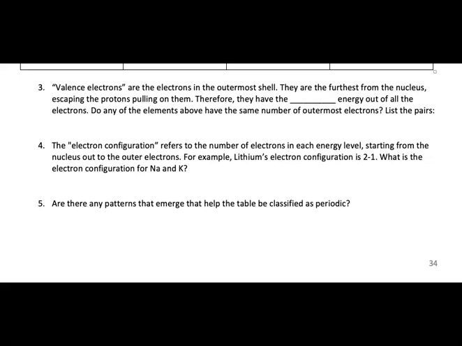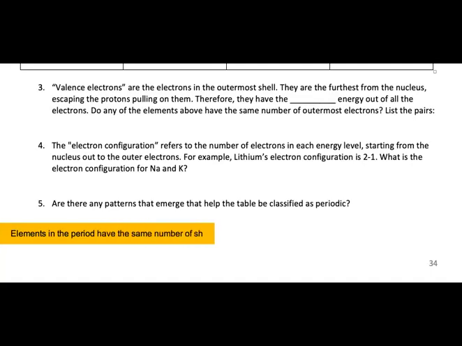And are there any patterns that emerge that help the table be classified as periodic? So what we are going to see is, I might be able to type this one because I have a bigger space. Elements in the same period have the same number of shells. So we can put orbitals.